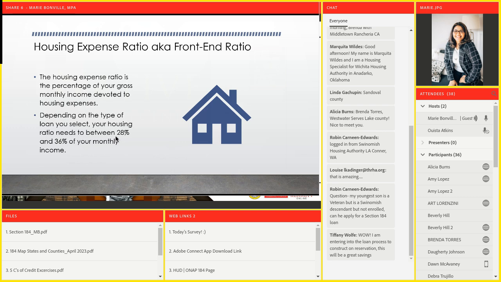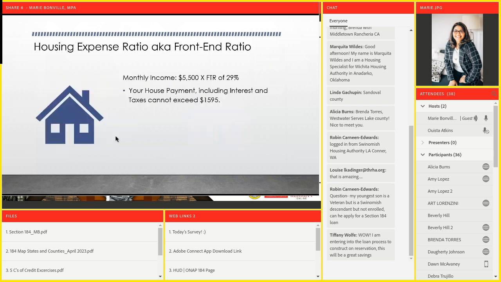So the housing expense ratio, the other term is front end ratio. It's the percentage of your gross monthly income that's devoted to housing expenses. Depending on the loan product, they may require that between 28% and 36% of your monthly income is what your housing payment must include. You can't exceed that amount.